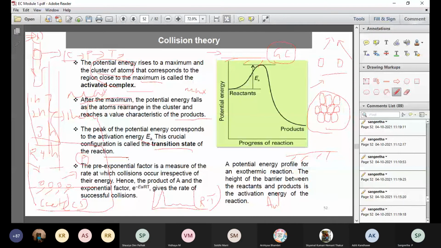Fine. The pre-exponential factor is a measure of the rate at which collisions occur irrespective of the energy. Hence, the product of A and the exponential factor e to the power minus Ea by RT gives the rate of successful collisions. Is it clear? So the potential energy profile for an exothermic reaction: the height of the barrier between the reactants and products is the activation energy of the reaction. This is well known. So you know what is an exothermic reaction and an endothermic reaction? Yes, ma'am.